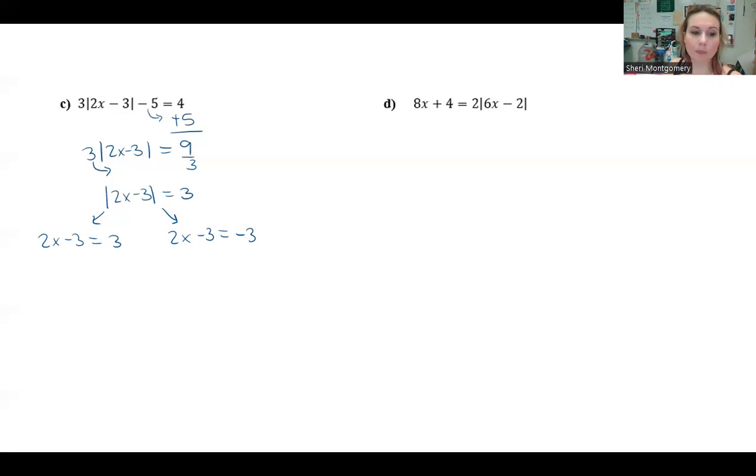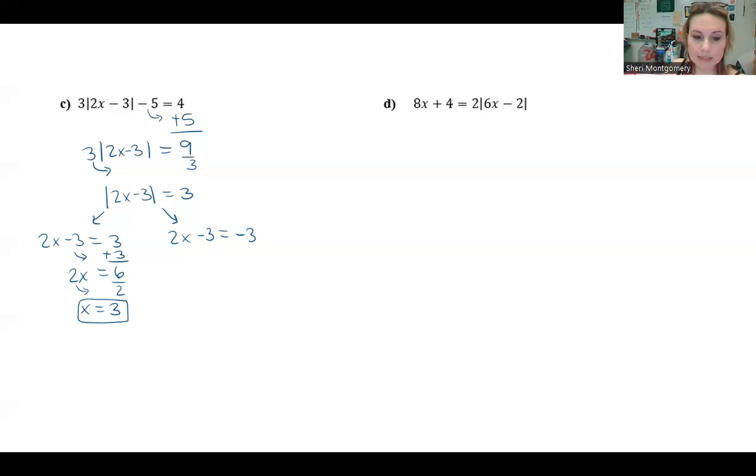Now we're going to solve them. The one on the left, we need to get the x by itself, so we will add 3. And then last, I'm multiplying by 2, so to undo multiply, I divide. 6 divided by 2 is 3. Good job. So there's one of my possible solutions. I don't know yet until I check, but that's one of my solutions.